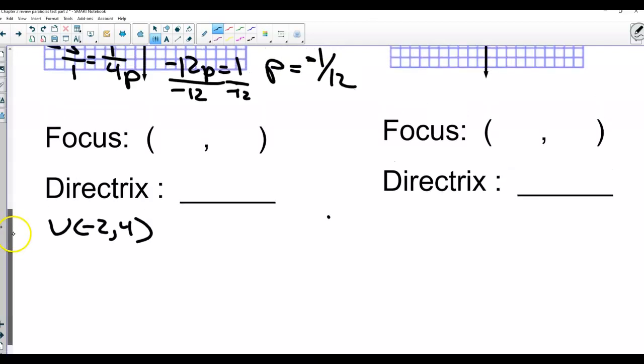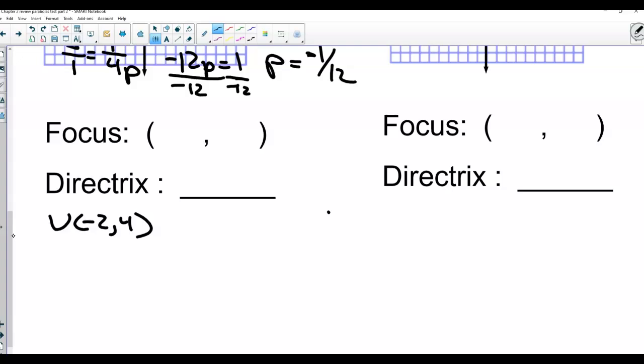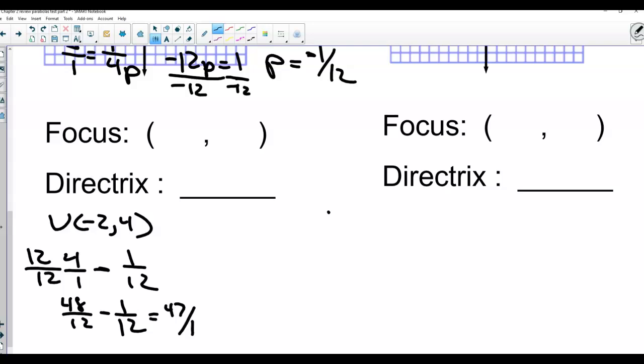So if my p is negative 1/12, that means the focus is inside the parabola and it's going to be downward. So I change 4 to 4/1 and I subtract 1/12. Now to subtract fractions, you need a common denominator. So I multiply the top and bottom by 12. 48/12 minus 1/12 is 47/12. That becomes the y-coordinate of my focus. The x-coordinate stays the same. It's -2, 47/12, and do not be shocked that you get a fraction.